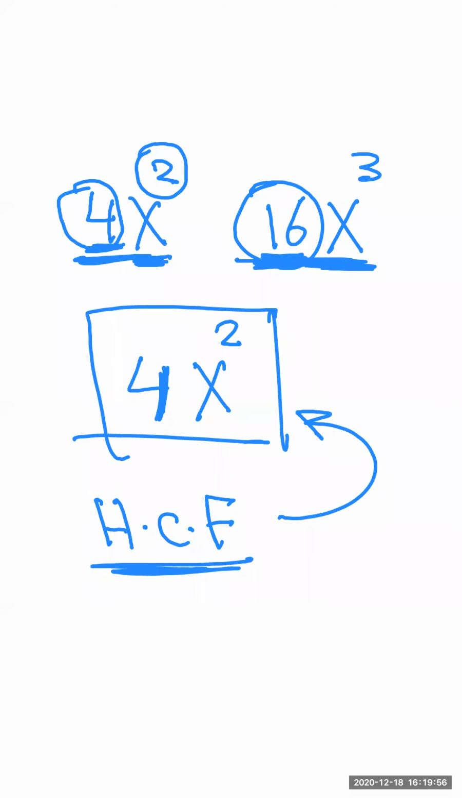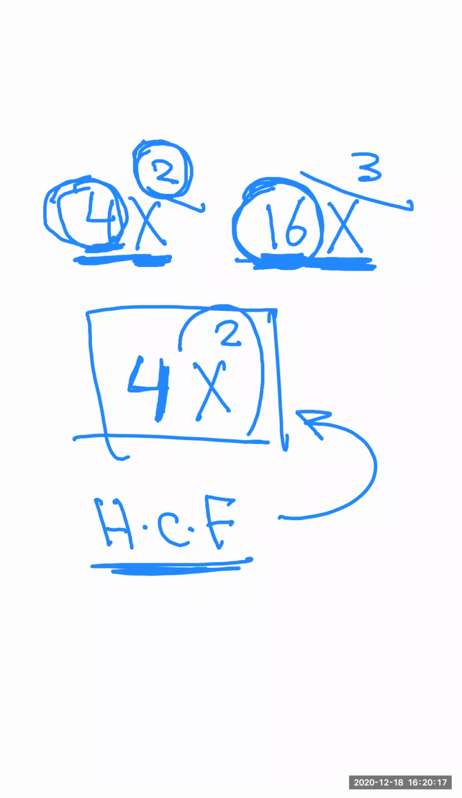So again, we said 4 and 16. The highest common factor here is 4, because both of them are divisible by 4. And what about x squared and x power 3? As I told you, we have to choose the lowest power, so it will be x power 2. So now the highest common factor is 4x squared.